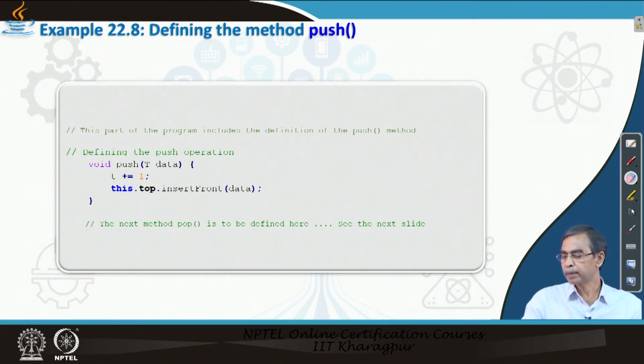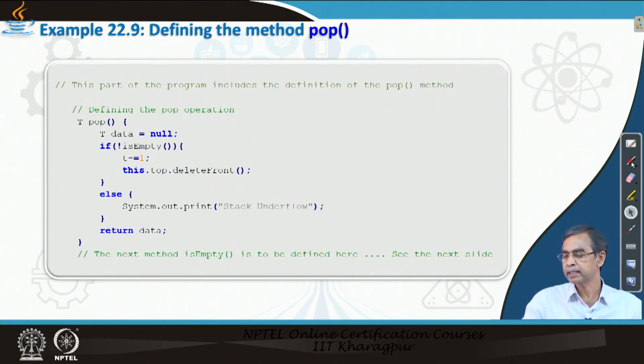Now, this is the push operation. Let us come to the pop operation. The pop operation is similar, but for the pop operation we have to check whether the list is empty or not. If the list is empty, the pop operation is not possible; that is called stack underflow. Here is the method for the pop operation. It does not require any argument, but it will return the value that it has popped successfully, and initially the data that it will return is null.